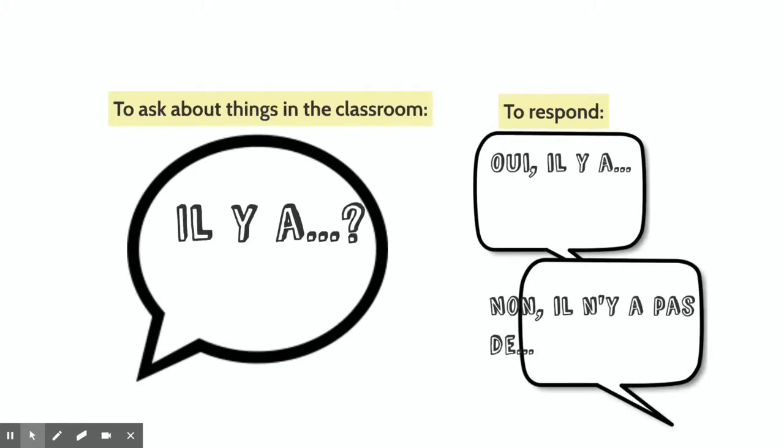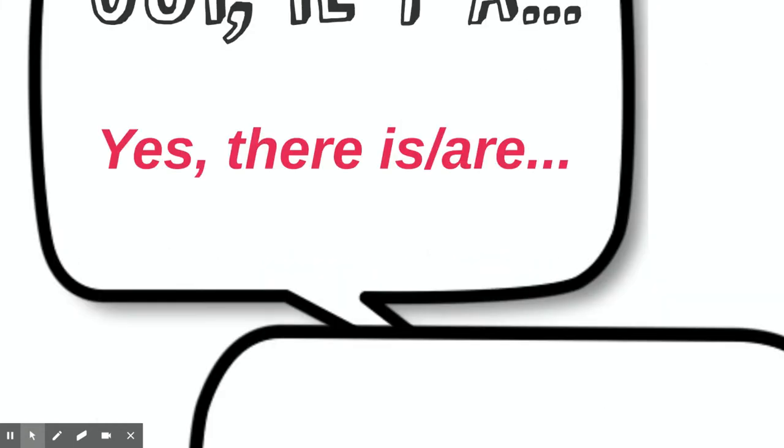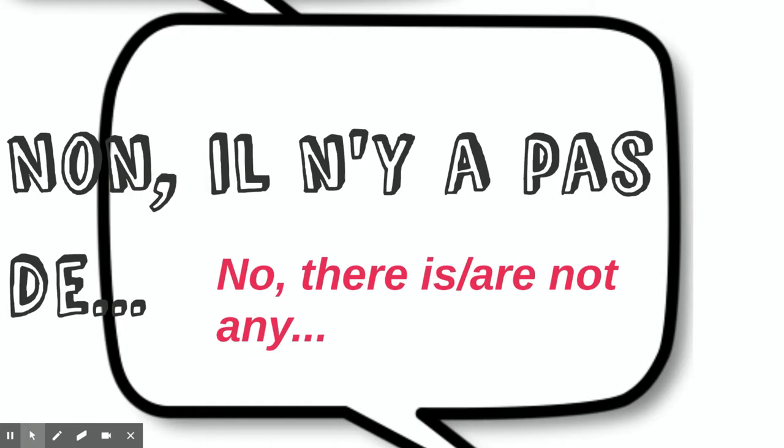So des phrases, so some phrases. We have to ask about things in the classroom. We would use il y a. So il y a means is there or are there. So I could ask you the question, il y a une télévision? Is there a TV? And you could respond with oui, il y a. Yes, there is. So oui, il y a une télévision. Yes, there is a TV. Or non, il n'y a pas de télévision. So no, there is not, or there are not TVs.